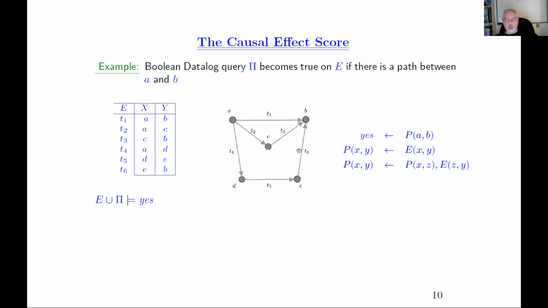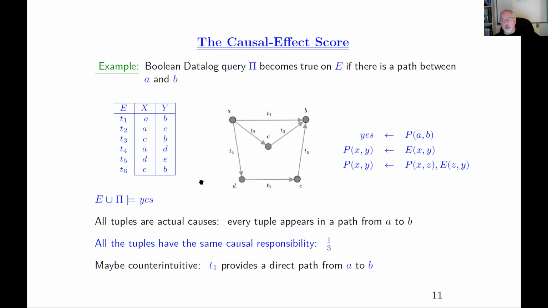Let me give you an example to motivate why we thought about this alternative score. We have a Boolean Datalog query that becomes true on this database. The Datalog query basically detects if there is a path from node A to node B. So this is the query, and the combination of this program with the extensional database E that captures this graph gives the answer yes to the query. There is a path. Actually, there are 3 different paths here. In this case, all the tuples are actual causes, because every tuple appears in a path from A to B. What is interesting here is that all the tuples have exactly the same causal responsibility of 1/3, which may appear a bit counterintuitive because T1 provides a direct path from A to B.